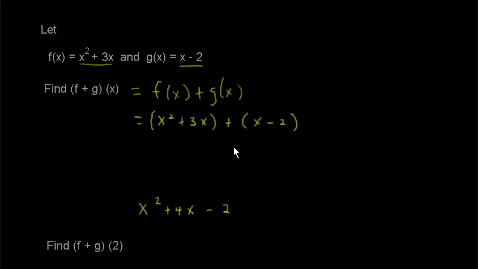X subtract 2. And then all we really have to do here now is just combine terms. Let me just write it without the parentheses. X squared plus 3x plus x subtract 2. And you can see here's our two terms that we can combine. The 3x and the 1x here. So 3x plus 1x is 4x, and we just bring down our other terms. So we have x squared plus 4x minus 2.